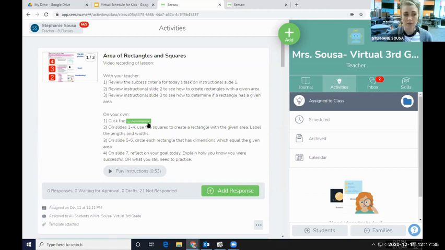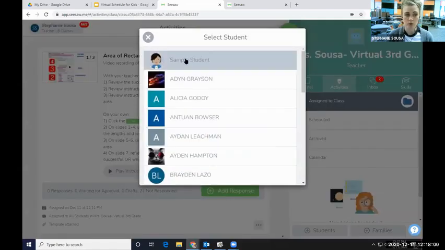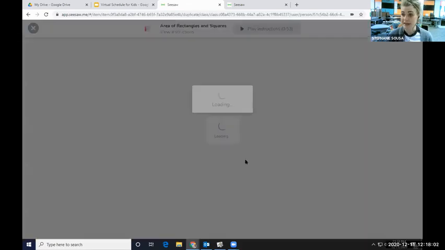You're going to add the response, and on slides 1 through 4, you're going to use squares to create a rectangle, just like you saw me do in the video. On slides 5 through 6, you're going to circle the answers or the rectangles that have the given dimension on the slide. On slide 7, as always, you will reflect on your success criteria. I want to work through one of each of these together.